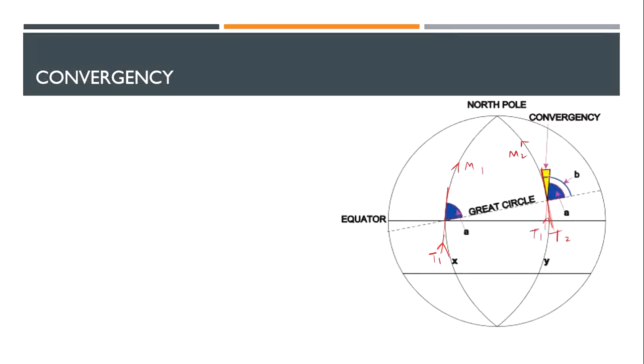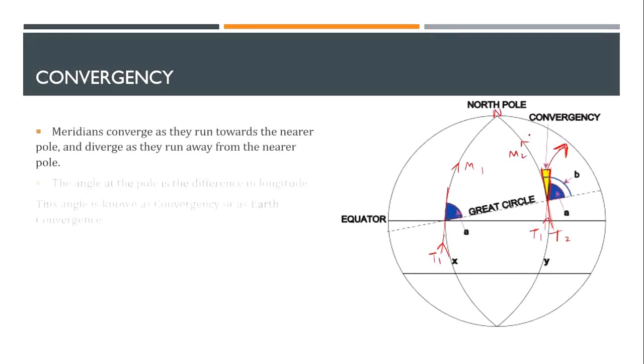So both of them make a small angle between each other. Why? Because of course they are different. So this yellow angle is known as convergency. There is a difference between the inclination of both the meridians. Any two meridians, if they're not overlapping, on Earth will have some difference in the inclination. That is known as convergency.